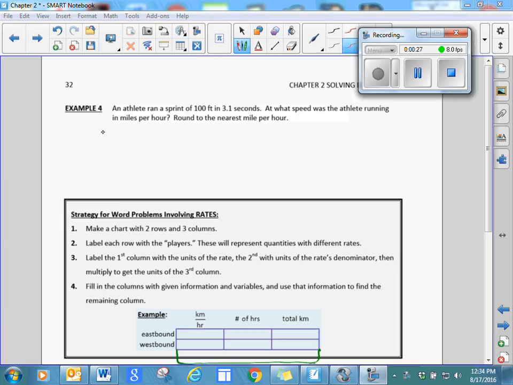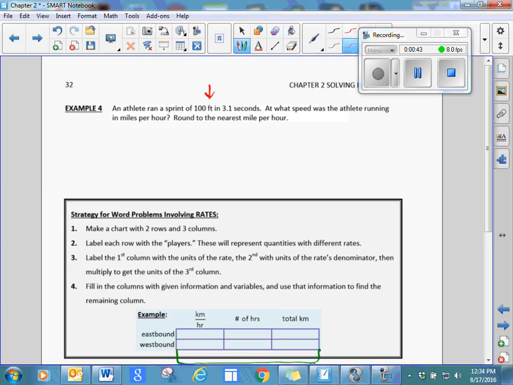So again, we're trying to get from feet in seconds to how many miles in an hour. So this is the first one that we've done in this section, although we did some last year, where we're actually converting two different units. We're going from feet to miles, and we're going from seconds to hours. So it's going to take us more than one conversion step to actually get there. But again, it's going to be straight multiplication.